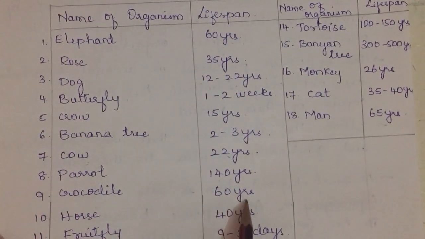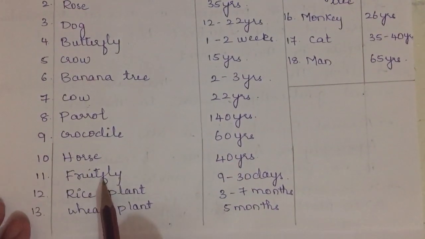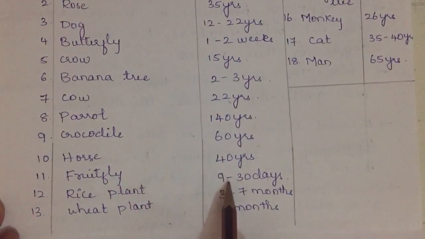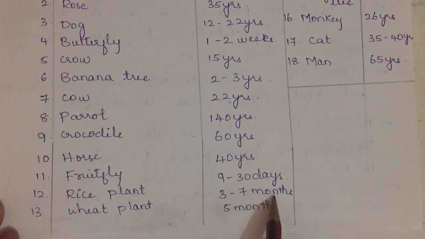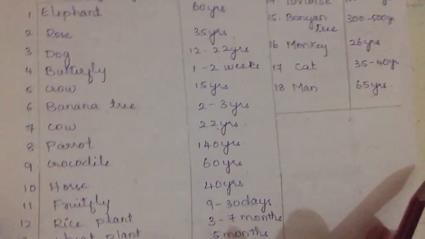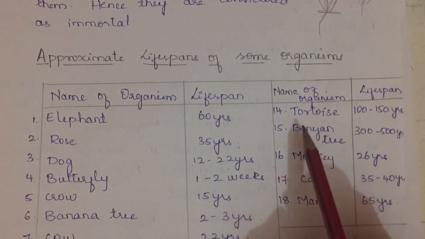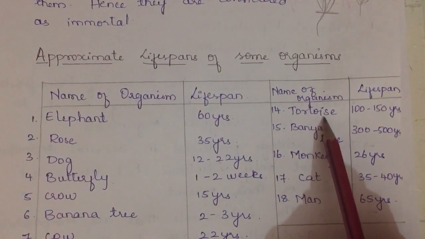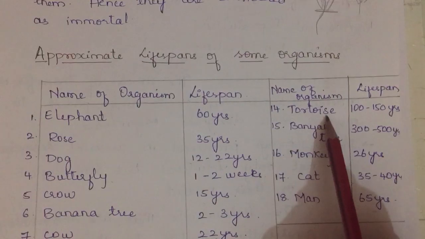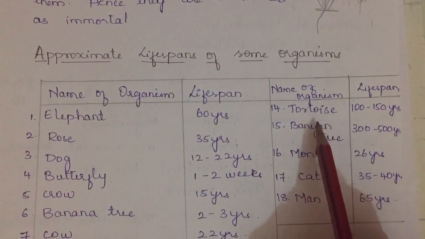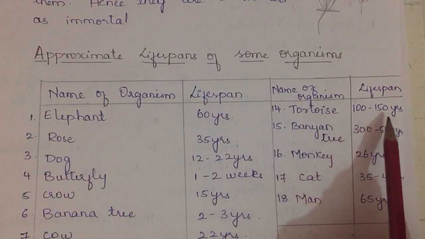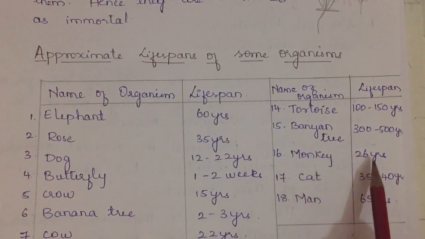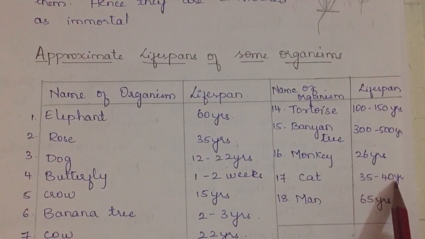Crocodile 60 years, horse 40 years, fruit fly 9 to 30 days, rice plant 3 to 7 months, wheat plant 5 months. Then you can find tortoise 100 to 150 years. Can you imagine? Tortoise is a small sized organism, but it has 100 to 150 years. Small sized, I mean not a single cell, small sized compared to elephant. 100 to 150 years. Banyan tree 300 to 500 years. Monkey 26 years. Cat 35 to 40 years.